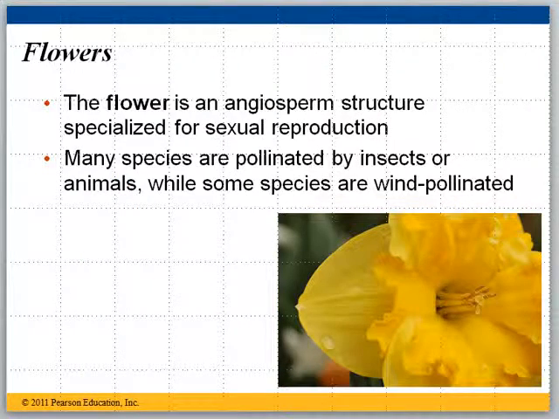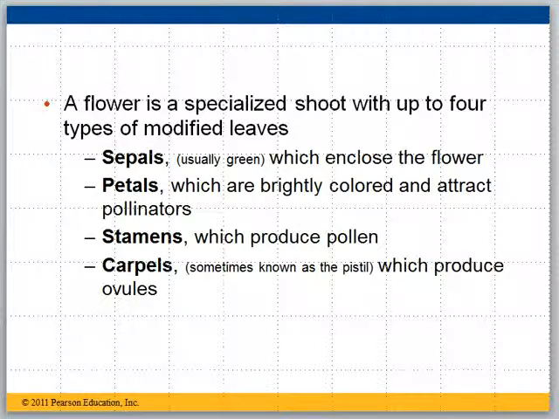So you're probably familiar with flowers. A flower is basically a specialized structure found in the angiosperm for sexual reproduction, and many species of these plants are pollinated by either insects or certain types of animals, and some of the others are wind pollinated. So some of them rely on bees and hummingbirds and the like, and others simply rely on the wind to carry the pollen from one plant to another. A flower is basically a specialized shoot with up to 4 types of modified leaves.